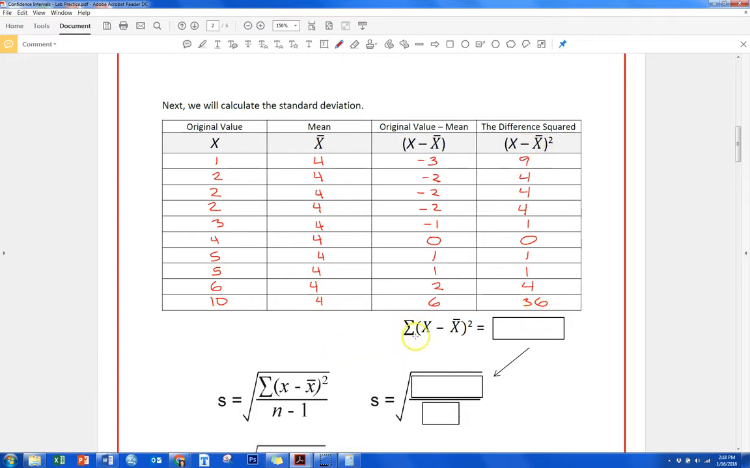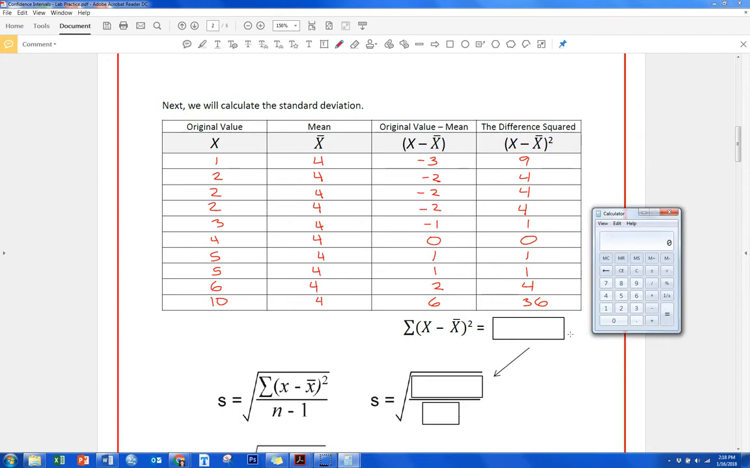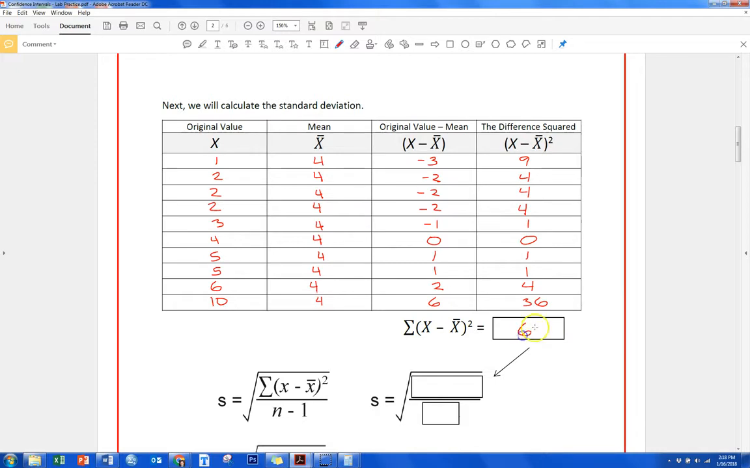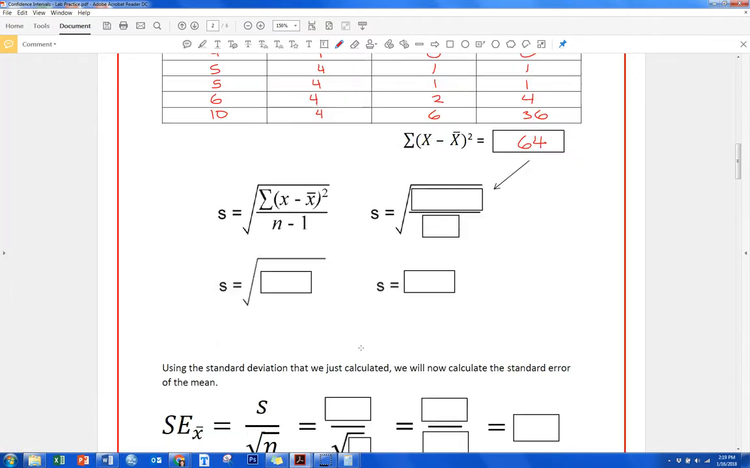That's what this sigma means, to sum up all of this information and put it in this box right here. So I'm going to go ahead and use the calculator for that one. I'm not that good at math. 9 plus 4 plus 4 plus 4 plus 1 plus 1 plus 1 plus 4 plus 36 gives us 64. So 64 is going to go right down here in this box. 64. Looking good. Okie dokie.